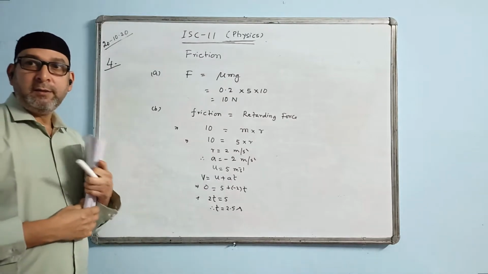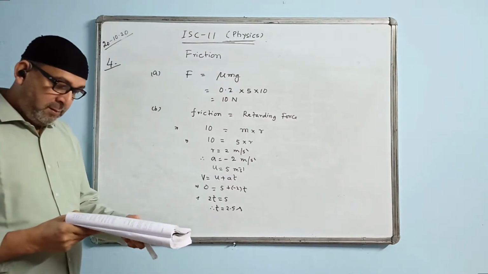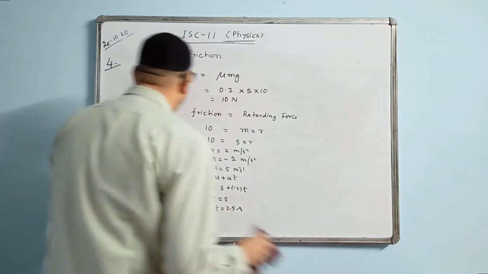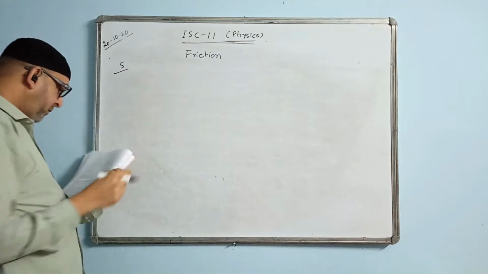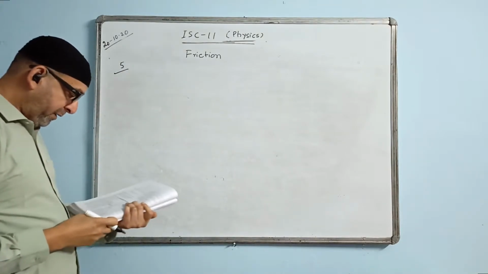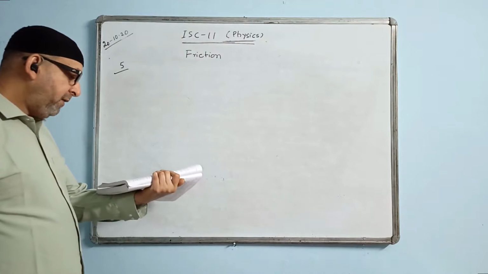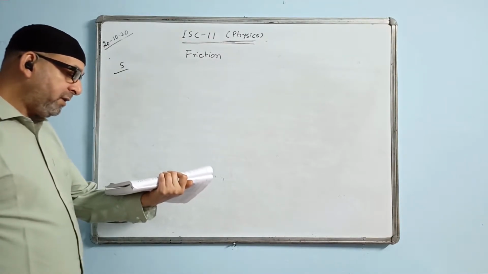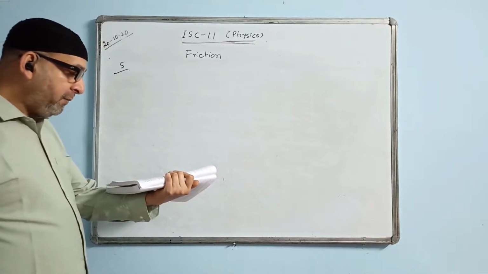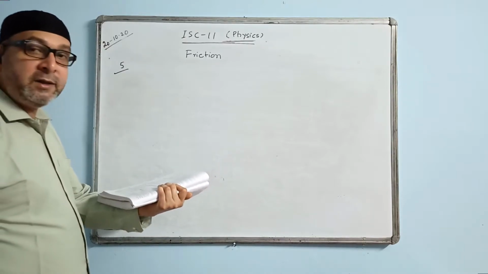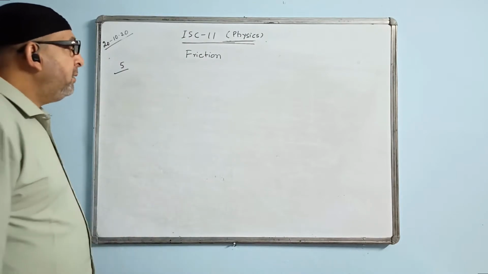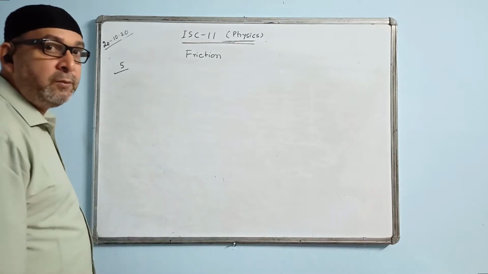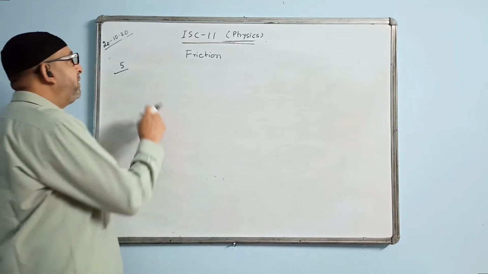Now, the next question is question number 5. Question 5, on page 208. If the coefficient of friction between the tires and the road is 0.4, what is the shortest distance in which the car can be stopped when traveling with 36 km per hour? The car has to come to rest. You have to find the shortest distance.